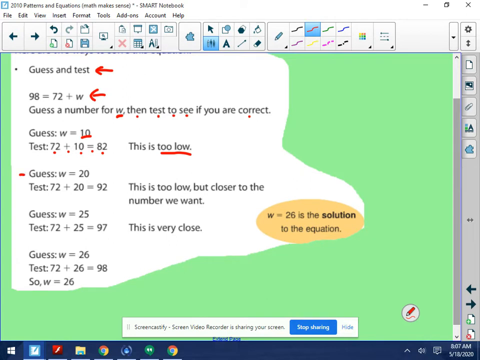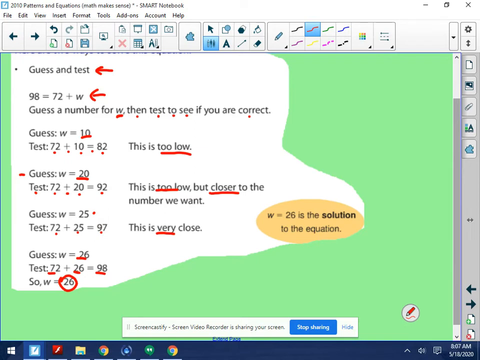So your next guess is 20, you test it out. 72 plus 20 equals 92. This number is too low, but it's closer, so you want to guess slightly higher. So we guess 25. 72 plus 25 is 97. This is very close. We want to just make one more guess, go one higher. Our next guess is 26. 72 plus 26 is 98. And that's the number we want. So W has to equal 26. That's the solution we're looking for.